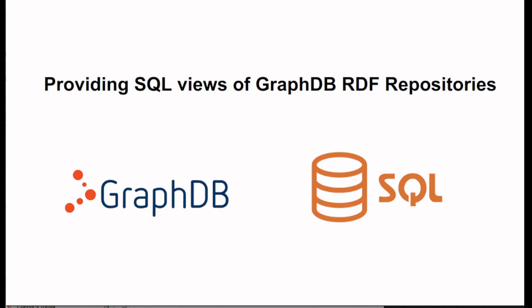Ontotext GraphDB is an RDF graph database, not a relational database manager, but it can still use the JDBC protocol to give these business intelligence tools a view of GraphDB repository data that looks like a relational table to these tools. This gives you even more flexibility in how your knowledge graphs can contribute to your enterprise's application.